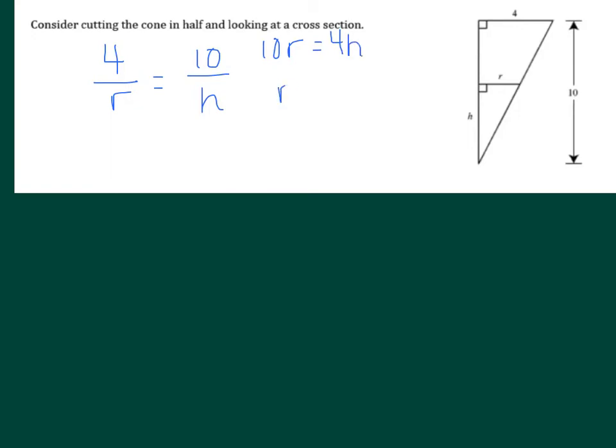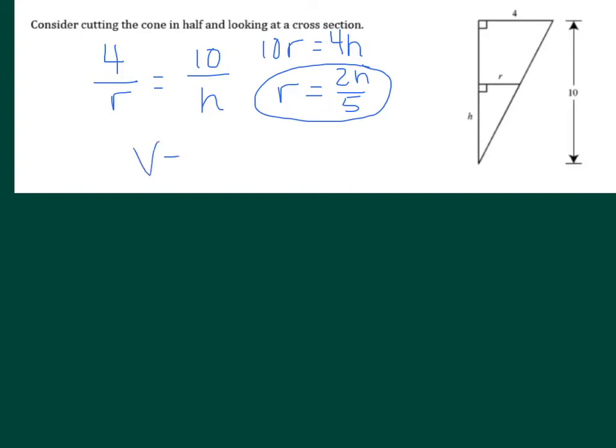And that means that r is equal to 2h over 5, 2/5 h. So that is how I'm going to get rid of my dr dt. I'm going to just substitute in a 2h over 5 for r in my formula. To do that, I'm actually going to rewrite my equation.